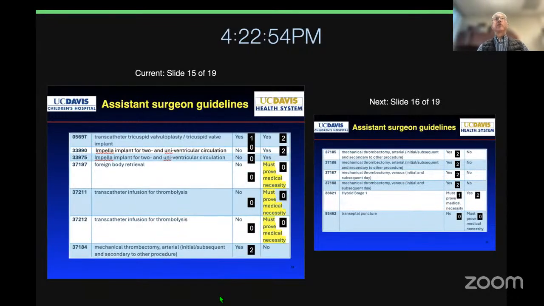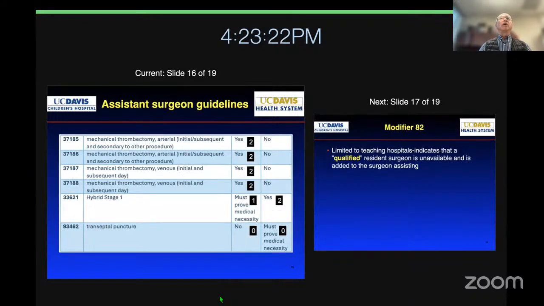And again, I know that you're not going to remember this, but look at the link and see whether that's something you should pay attention to. The 3 that are highlighted in yellow are the new ones. As Sean said, foreign body retrieval allows an assist if you show medical necessity, then thrombolysis, and the infusion of thrombolysis. Sorry, that was repeated in the different CPT codes. Then thrombectomy as well, mechanical thrombectomy and all the different codes there. And then hybrid stage 1 is an important one that we do, and then transseptal puncture.